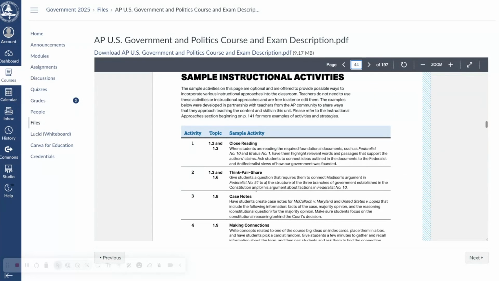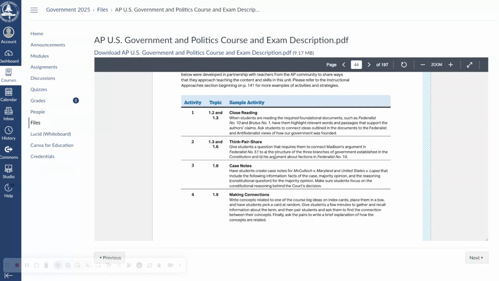But you can see some strategies here, whether they be close reading strategies, so the annotation that you do or getting the gist, can be used to look at some difficult, sometimes primary source documents like Federalist 10 or Brutus number 1. Oftentimes, sharing your thoughts with another person can be very powerful through think pair shares.